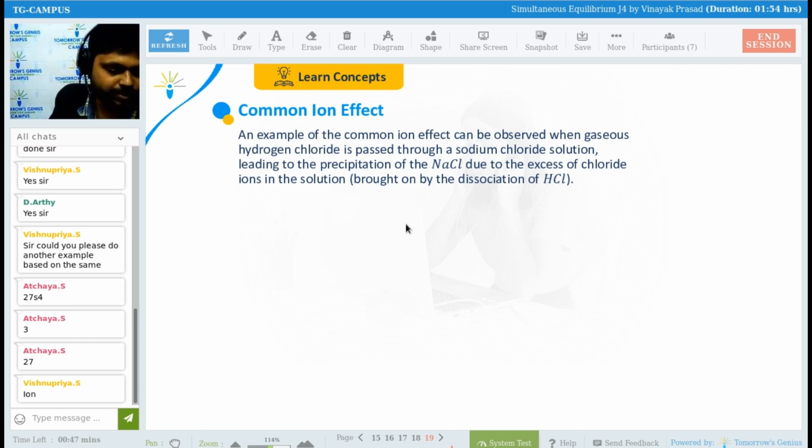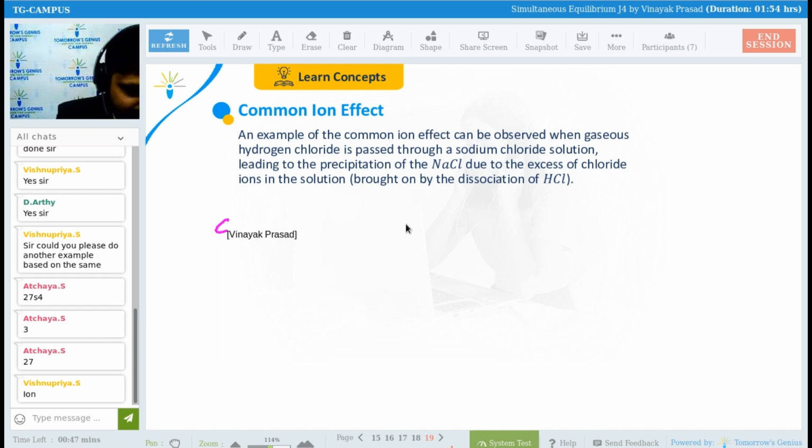You are not telling me anything about the common ion effect. See guys, yes Vishnu, tell me, what is common in the common ion effect? Common ion, I think, sir. Yes, I'm going to explain one example for this.